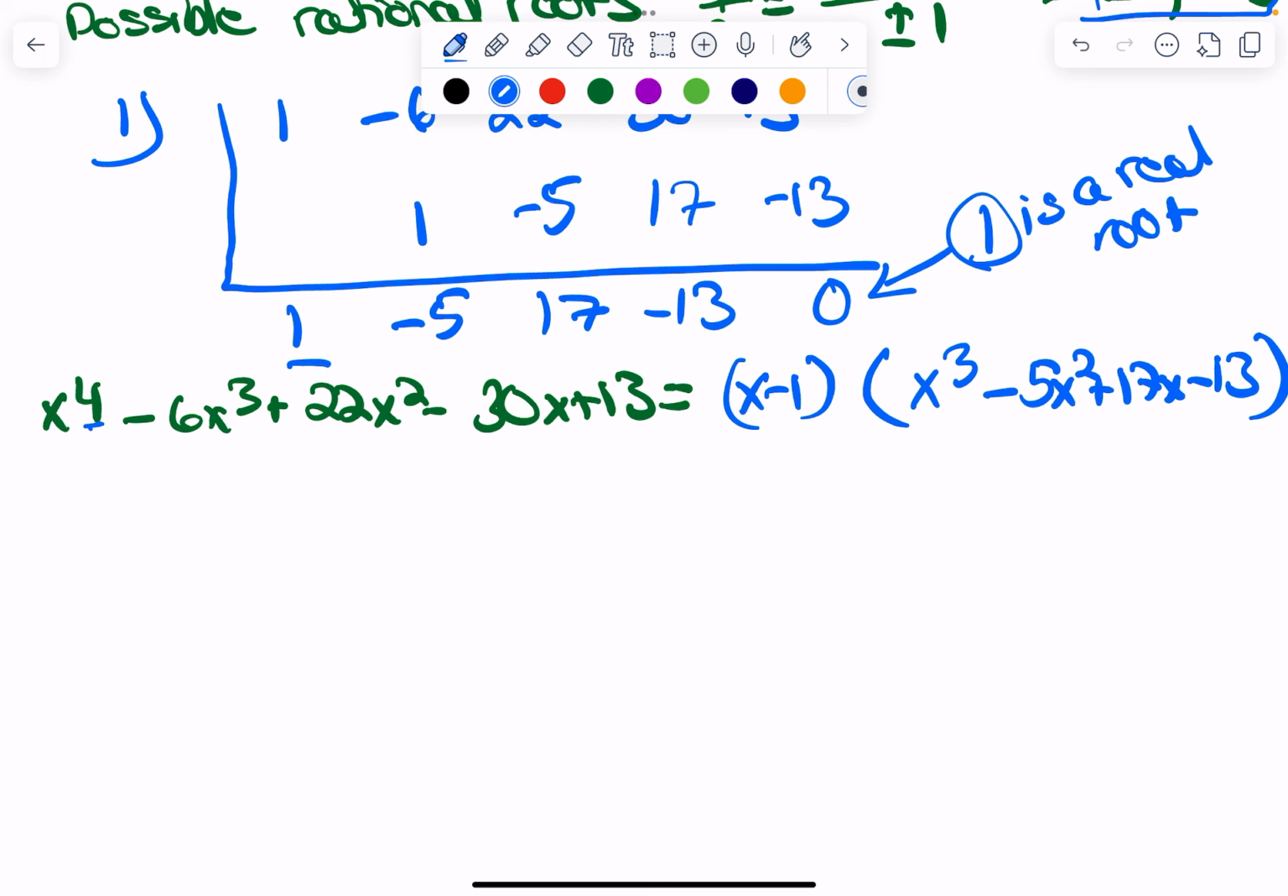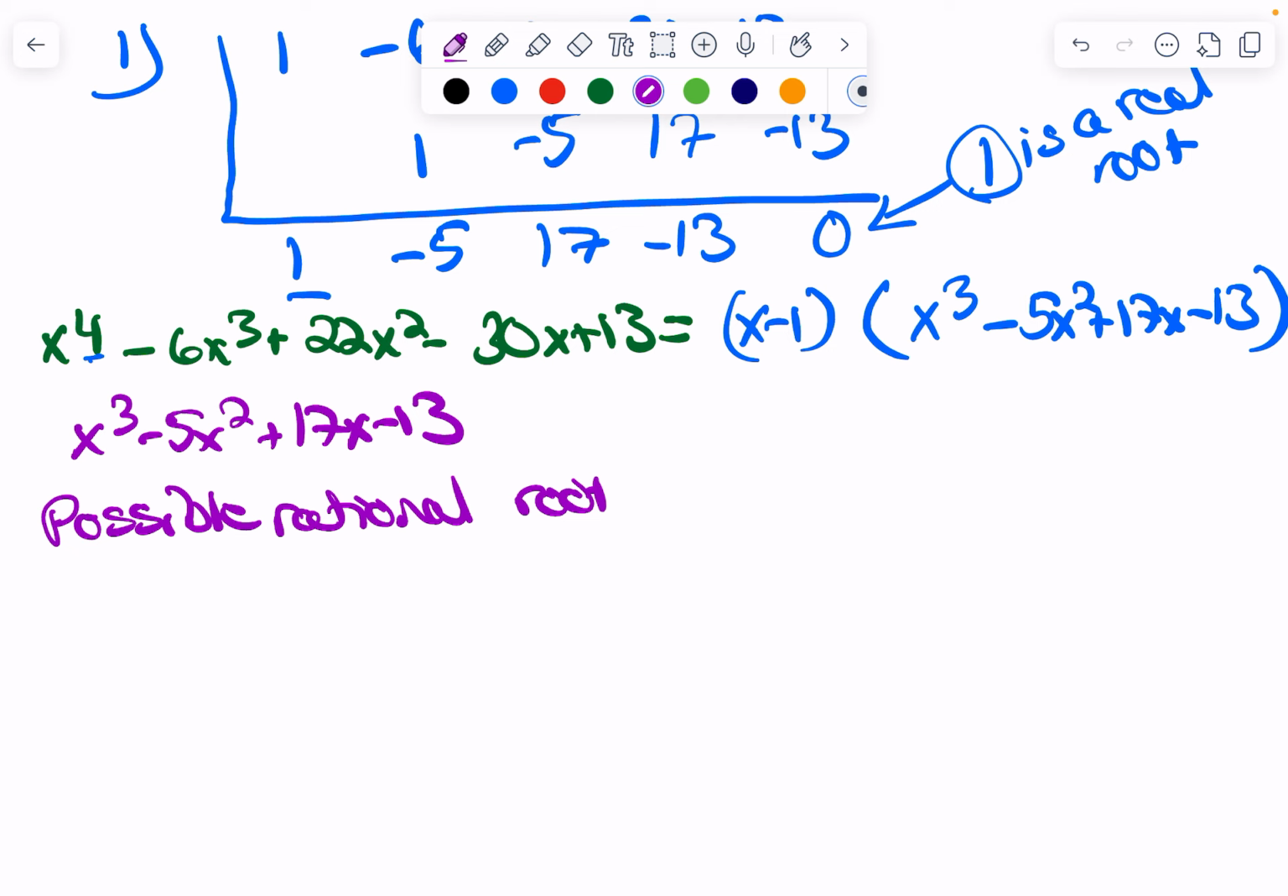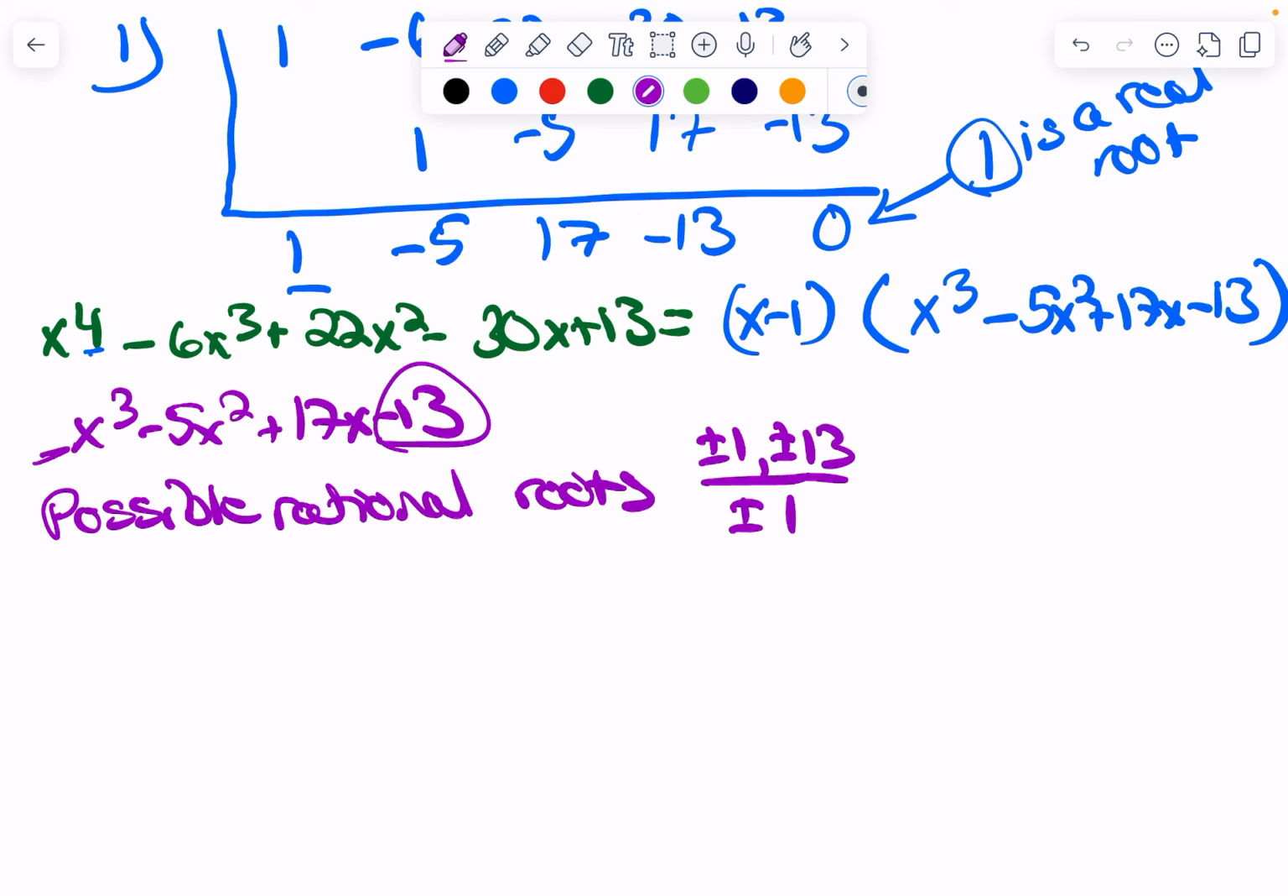We're going to restart with this one now, and do the same thing, x cubed minus 5x squared plus 17x minus 13. So we're going to go ahead and list the possible rational roots for this one. So again, the constant, positive and negative 1, positive and negative 13, divided by the leading coefficient factors, positive and negative 1. So we've got positive and negative 1 and positive and negative 13. These are, again, possible rational roots.